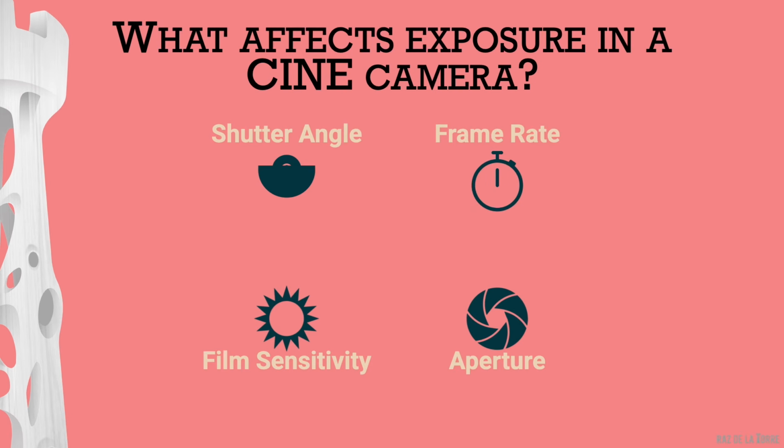So what affects exposure in a cine camera? Aperture, film sensitivity, shutter angle, and frame rate. These elements work in sync, exposing one frame at a time. How does this happen? And what does the shutter angle refer to?